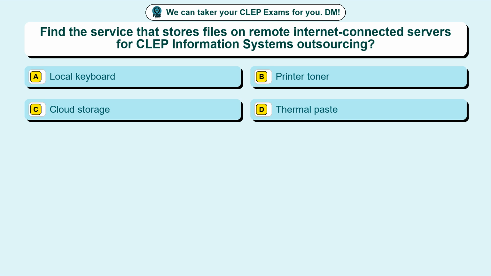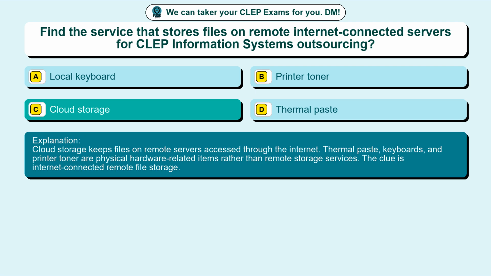Thermal paste. The correct answer is option C. Cloud storage. Cloud storage keeps files on remote servers accessed through the internet. Thermal paste, keyboards, and printer toner are physical hardware-related items rather than remote storage services. The clue is internet-connected remote file storage.